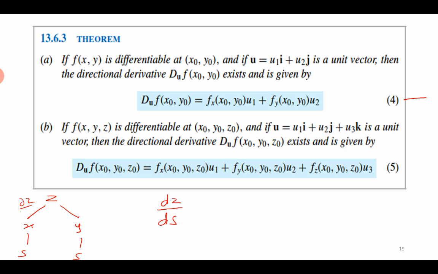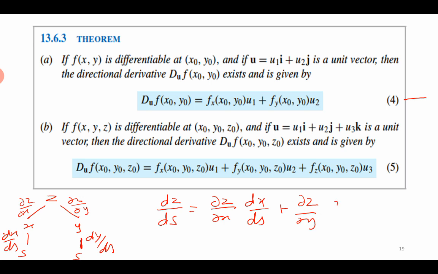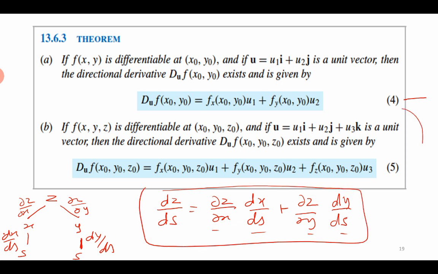The terms are dou z by dou x and dou z by dou y. Recall this concept from the topic of chain rule. Here we also have dx over ds and dy over ds. The formula for dz over ds is dou z over dou x times dx over ds, plus dou z over dou y times dy over ds. We need to find all 4 terms to substitute in this formula, then we get equation number 4. So how do we get these?